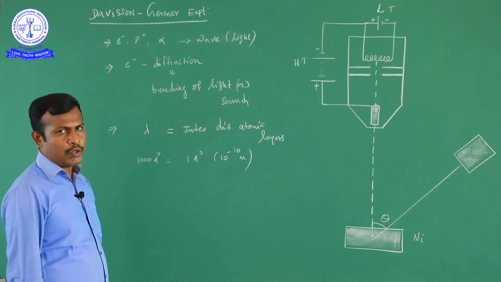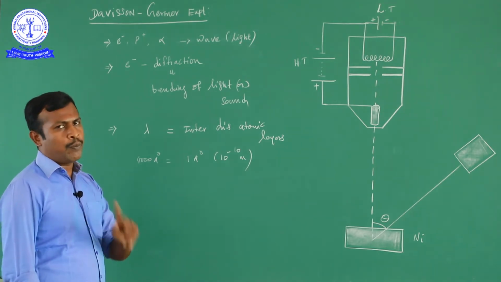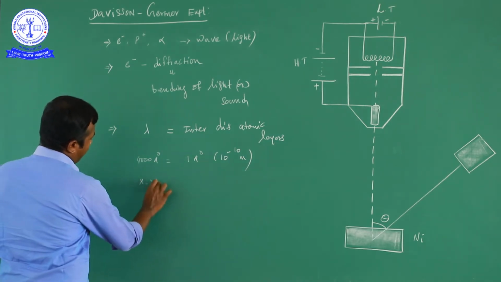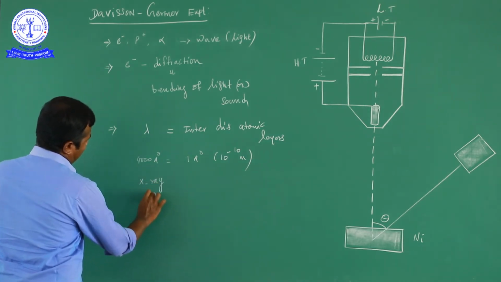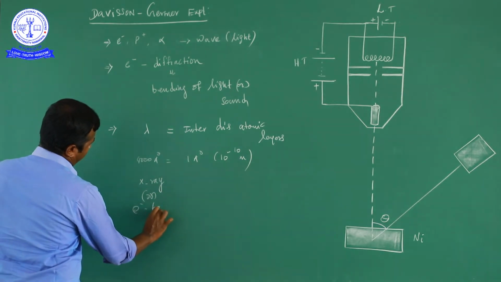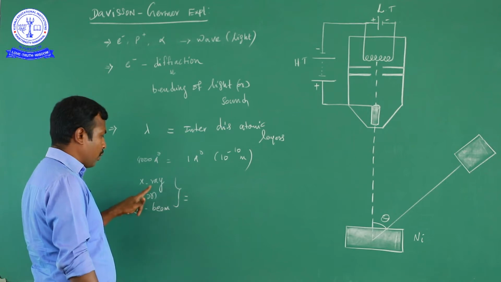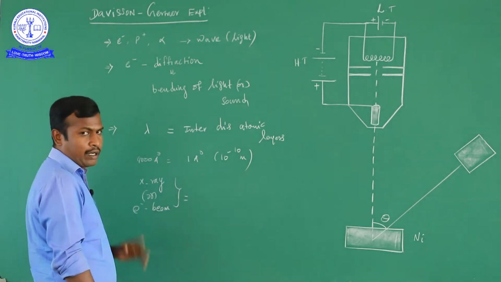So what do we use? There are two particles, two light waves. One is the X-ray, the other is an electron beam. Instead of visible light, we can use these two sources: the X-ray and the electron beam.